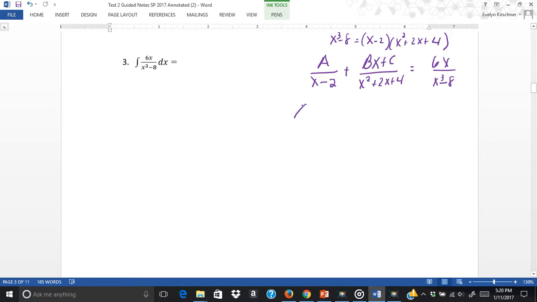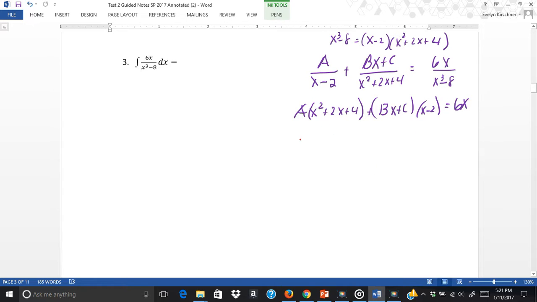So I can rewrite this, getting a common denominator: a times x squared plus 2x plus 4, plus bx plus c times x minus 2, is 6x. So what I'm going to do here is pick some x's that will help me solve for a, b, and c. The first one I'm going to pick is 2, because if I pick 2, 2 minus 2 is 0, and this goes away, and I can solve for a.